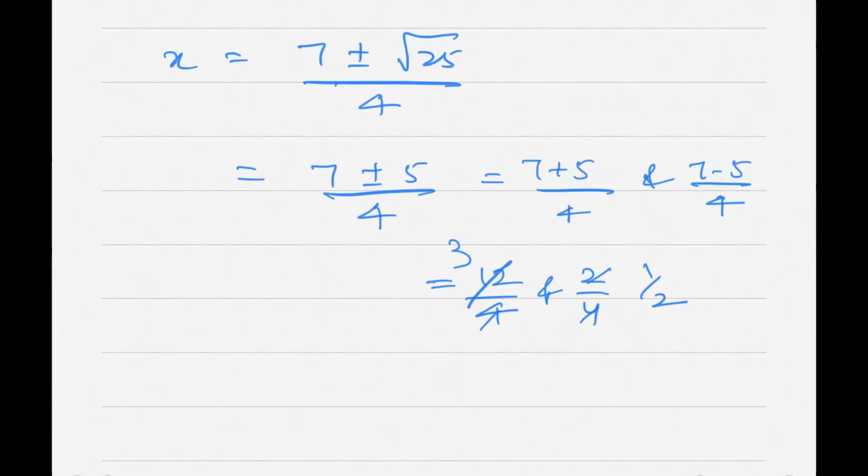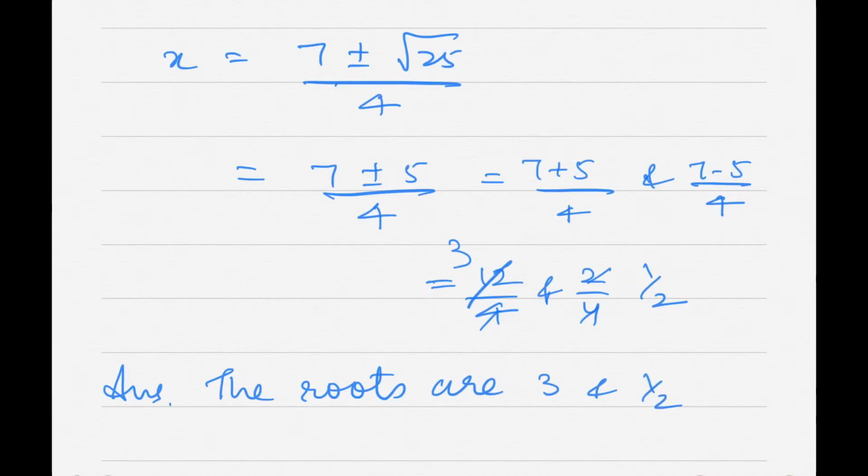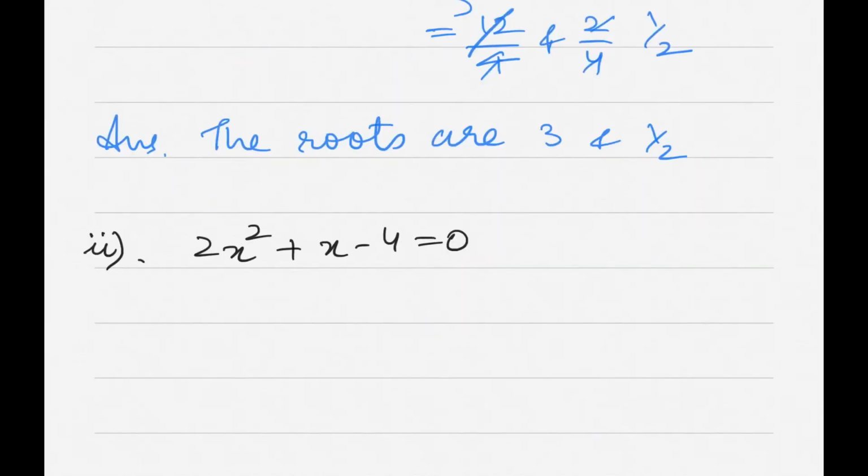So these are my answers. We had to find the roots, right? So the roots are 3 and 1/2. These are my two answers for the roots. And see guys, we have been using different ways to solve quadratic equations. First we did it by factorization in the previous exercise, right? And in this exercise, in the first part we did it by the method of completing the square, and now we are doing it by the quadratic formula.